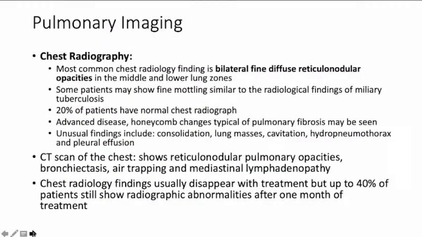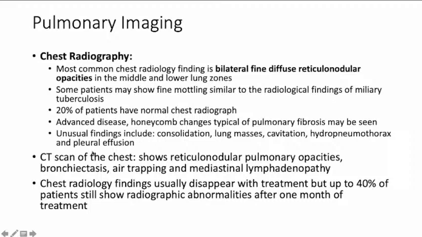biopsy. So in terms of pulmonary imaging, you may do a chest radiograph, or you can even do a CT scan of the chest. In the chest radiograph, you can have different findings, but the most common radiological finding is bilateral fine diffuse reticulonodular opacities in the middle and lower lung zones. Some patients may show fine mottling similar to the radiological findings of miliary TB. 20% of patients have a normal chest radiograph. So you may do the X-ray and still find that it's normal in about 1/5 of the patients.